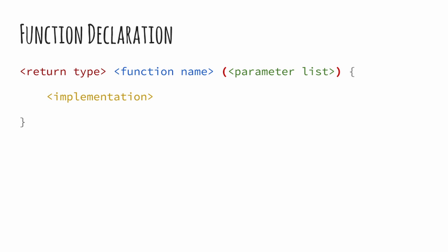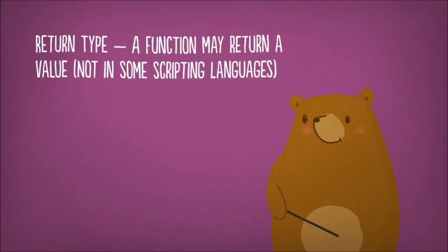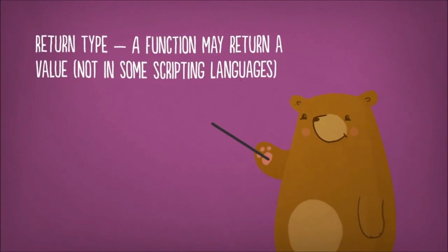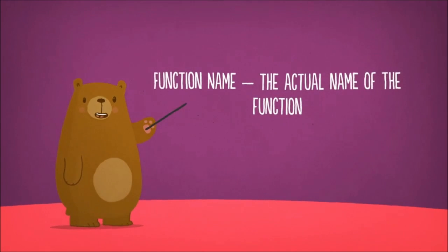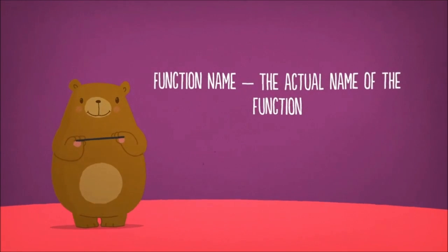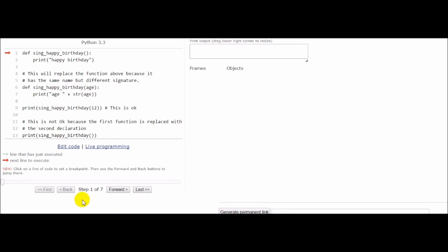Most languages have a similar way to declare functions. They start with the return type, which tells what type of value the function will return. Sometimes a function does not return anything, and the type is declared as void. Following the return type is the function name, like sing happy birthday, the name of the function we would like to make.